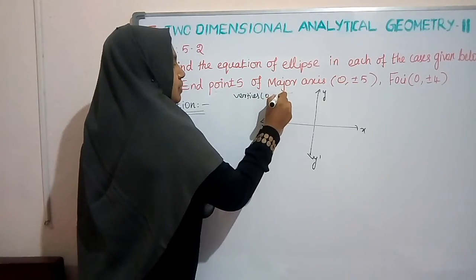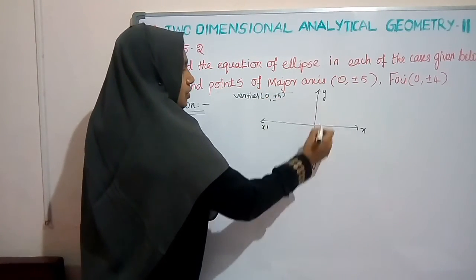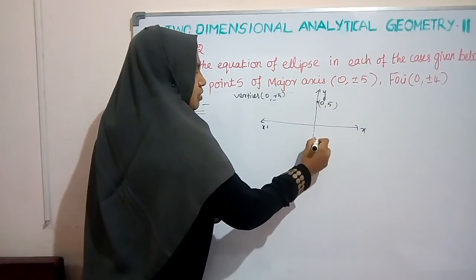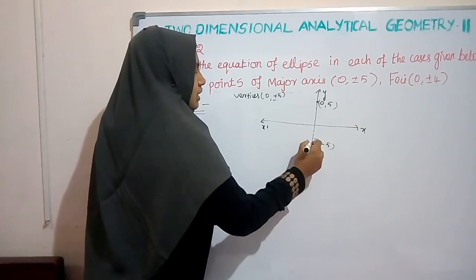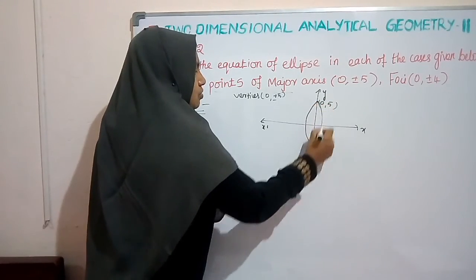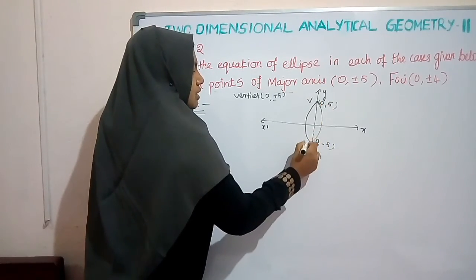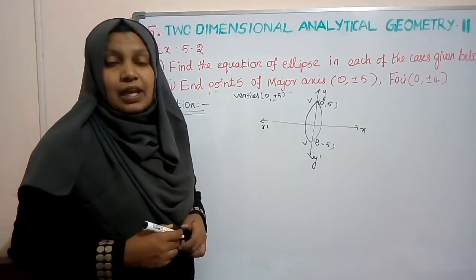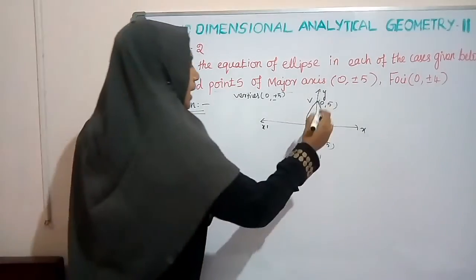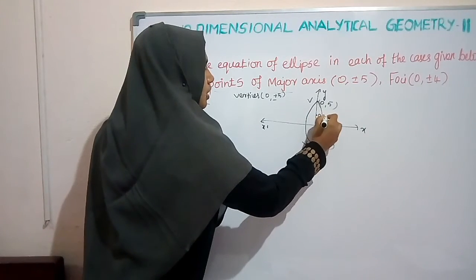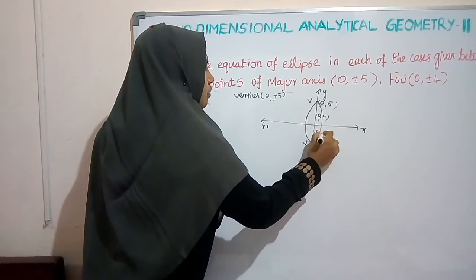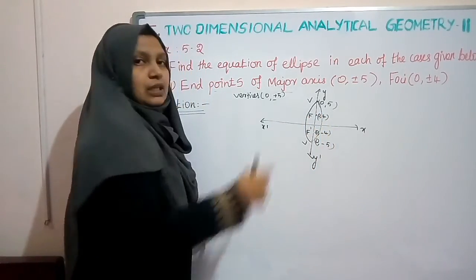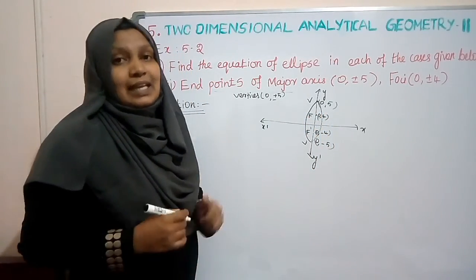0, plus 5 and minus 5. So 0, 5 I am marking on the positive side, 0, minus 5 on the negative side of y-axis. So the 2 vertices are along y-axis, means the ellipse is also along y-axis, and the foci are 0, 4 and 0, minus 4. So this is our diagram. So the ellipse is in the second form.